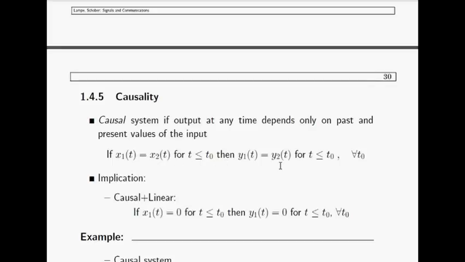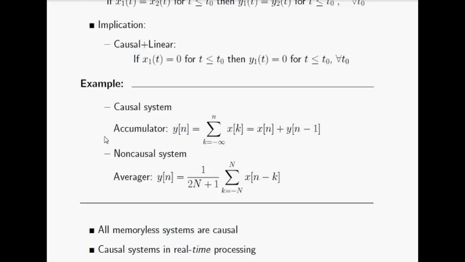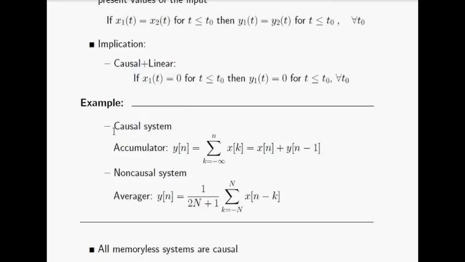Okay, so let's see an example of a causal system. The accumulator, y of n equals x of n plus y of n minus 1. Here you can see that if I put 0, then y of 0 equals x of 0 plus y of minus 1. So the output of the system, y of n, is dependent on the current input and the previous input.